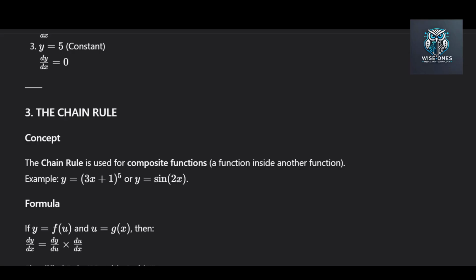Now let us move to section 3, the chain rule. What is the chain rule? The chain rule is used for composite functions. This means a function inside another function. For example, y equals open bracket 3x plus 1 close bracket to the power of 5.